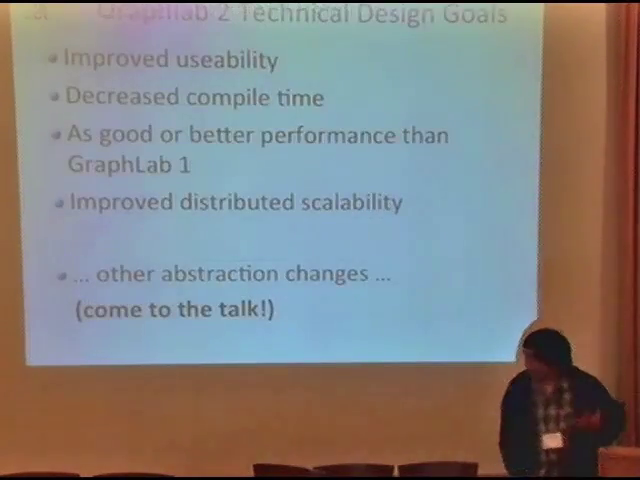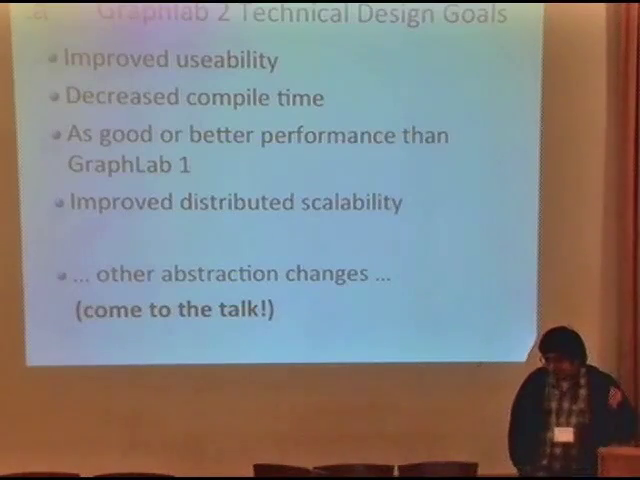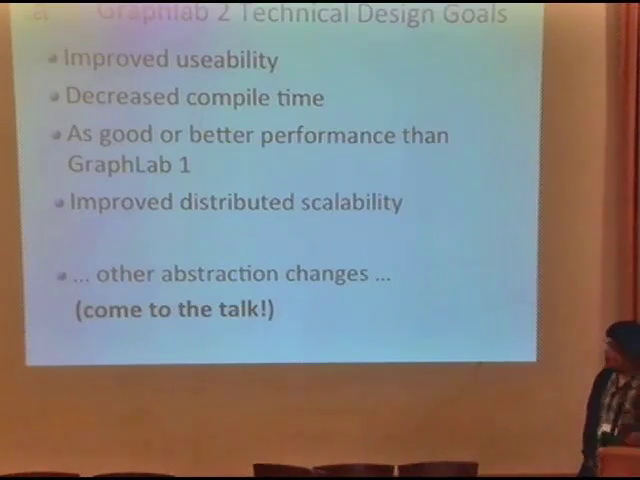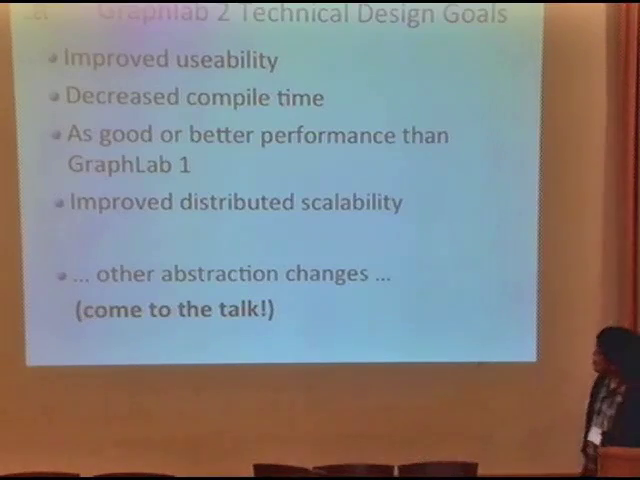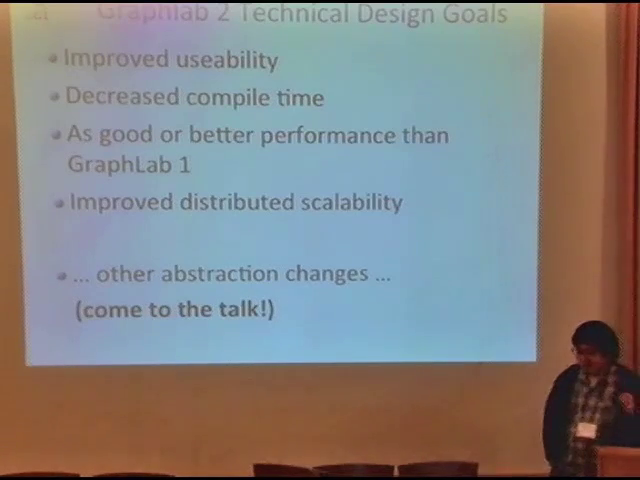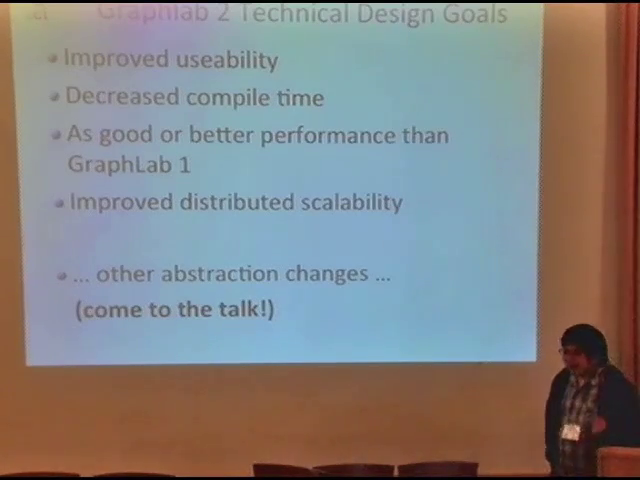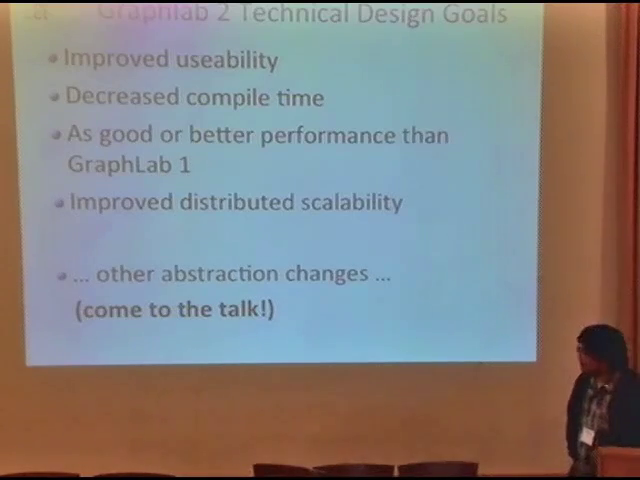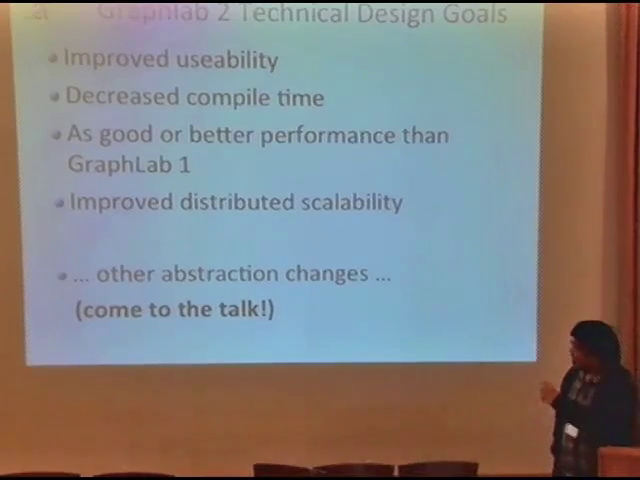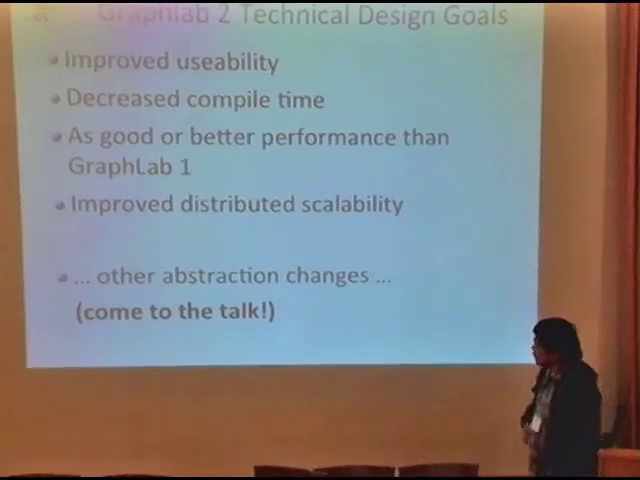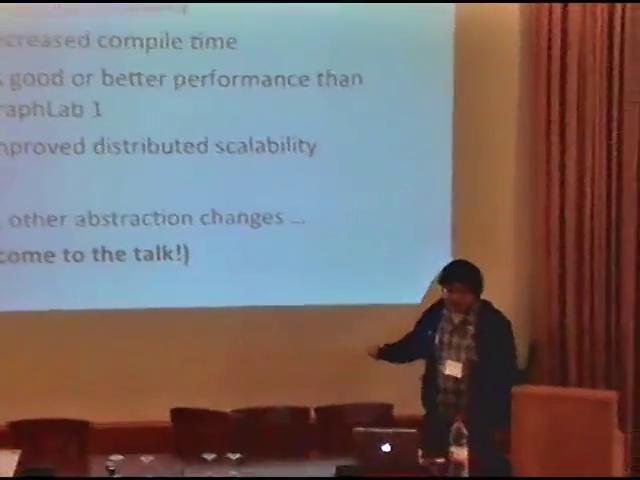So the technical design goals are to improve usability, decrease compile time, which is an issue highlighted in the first phase, get as good performance as GraphLab 1, and improve distributed scalability. In GraphLab 1 we do have a distributed implementation, but it's kind of tricky and difficult to use, and requires quite a lot of code transformations. And more importantly, we have a lot of other abstraction changes.